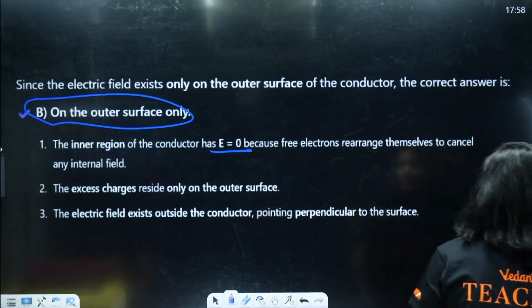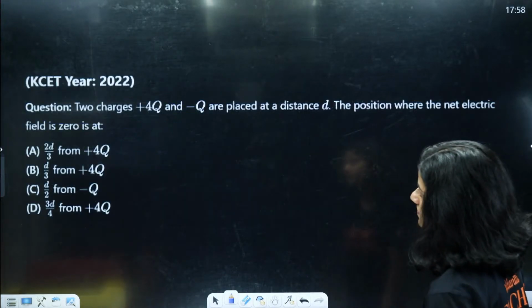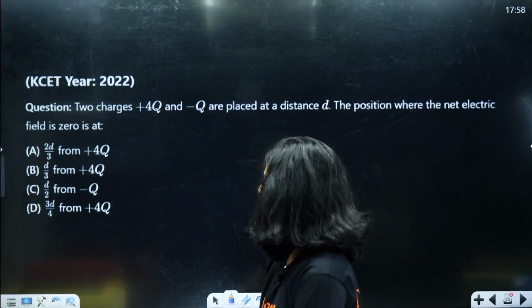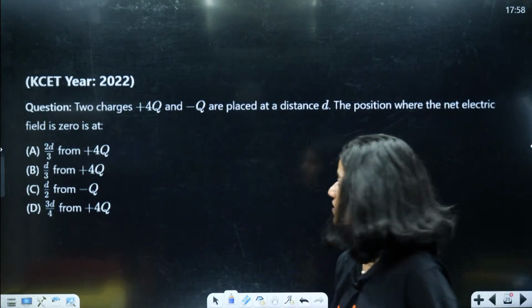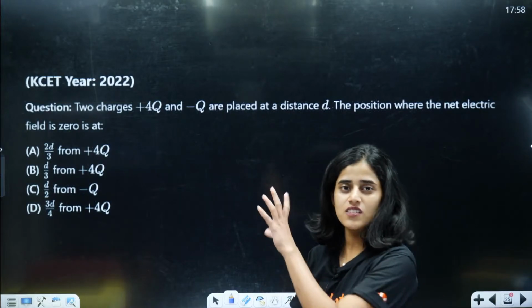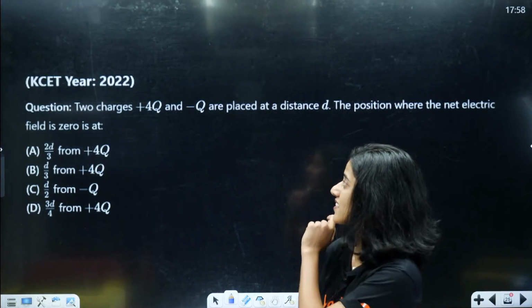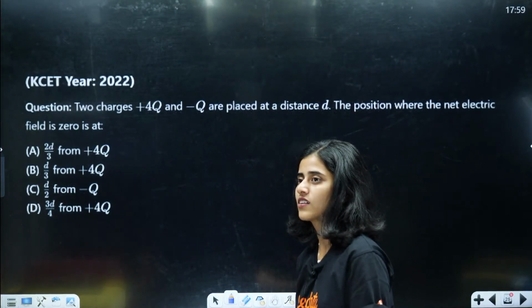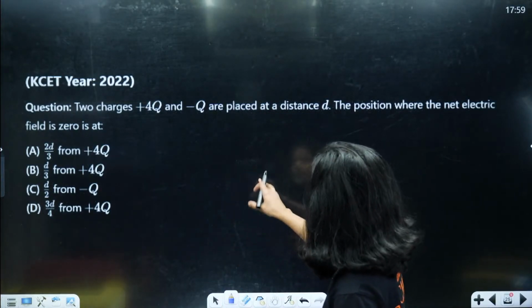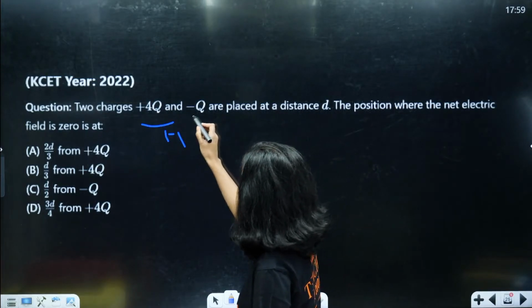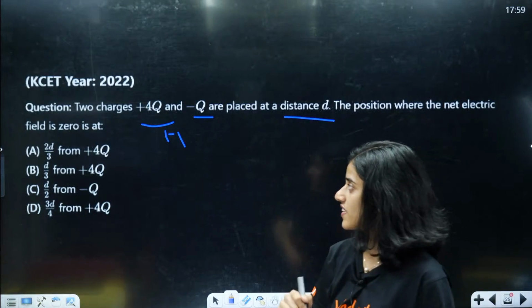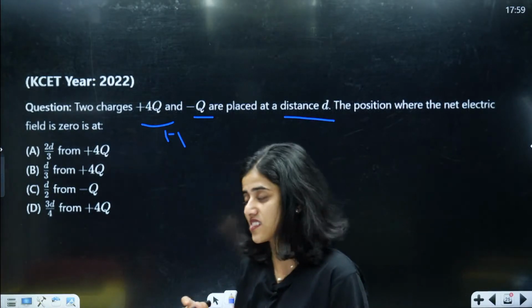Okay, let's move on to the next question. So two charges, plus 4q and minus q. You don't have to bother about that, it's all the same. Plus 4q and minus q are placed at a distance d. We have to find out the position where the electric field is 0.